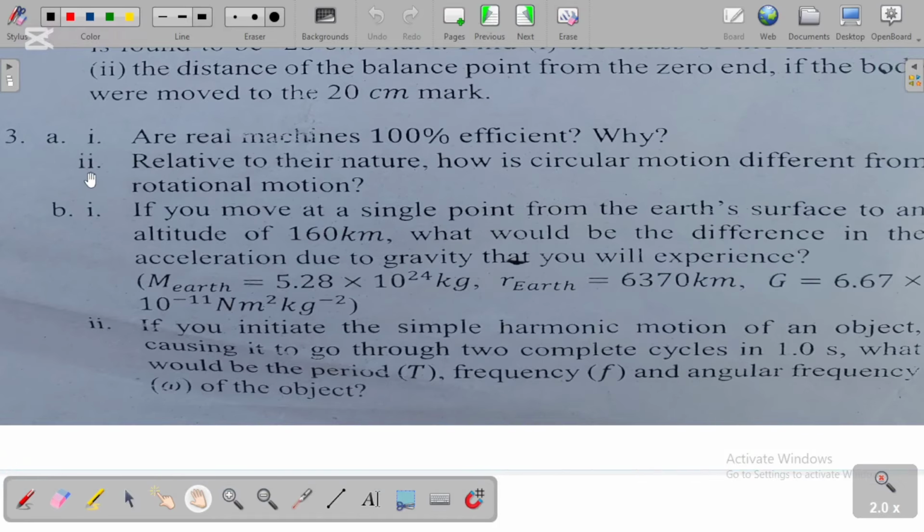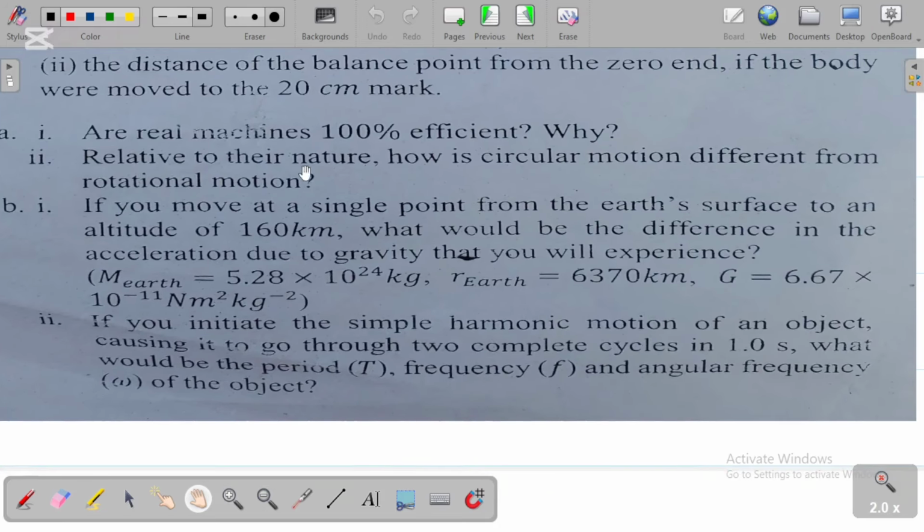Let's look at 3AII. We have, relative to their nature, how is circular motion different from rotational motion? So we are asked to differentiate between circular motion and rotational motion.